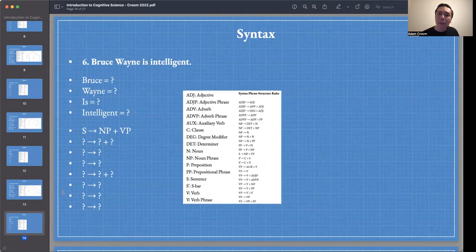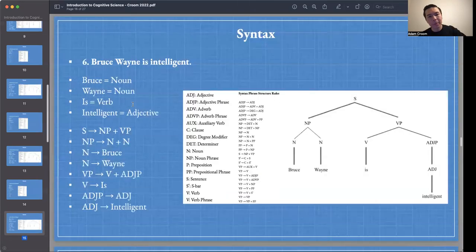All right, this next example, Bruce Wayne is intelligent. The novel thing with this example is, how do we treat this over here? Bruce Wayne, right? We haven't dealt with that just yet. So we'll figure out how to deal with that in this example, okay? So ask yourself, what is Bruce? What is Wayne? And what is intelligent? What kind of linguistic items are those? Let's provide some categorical labels for that. Okay, ready? Let's move on to the solution.